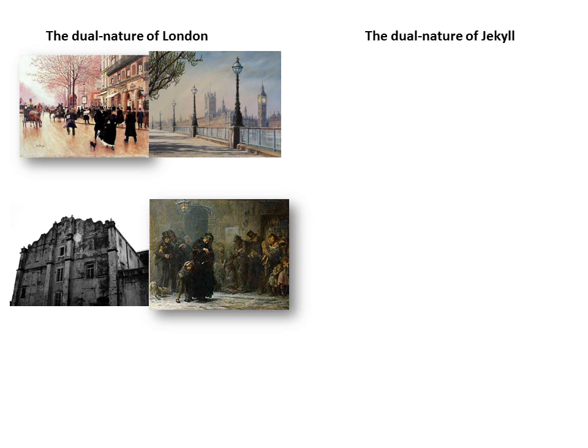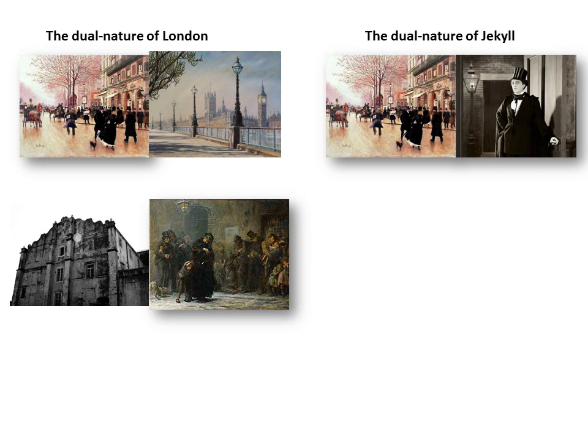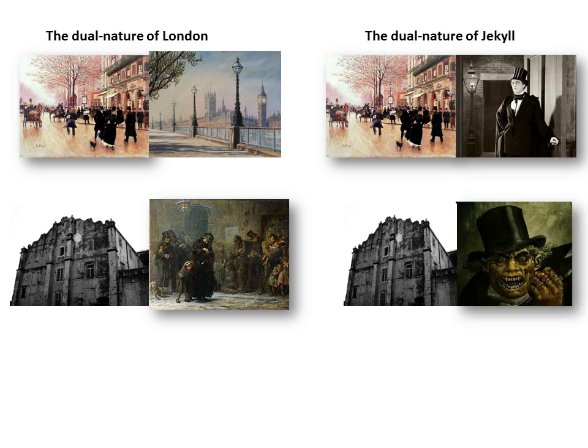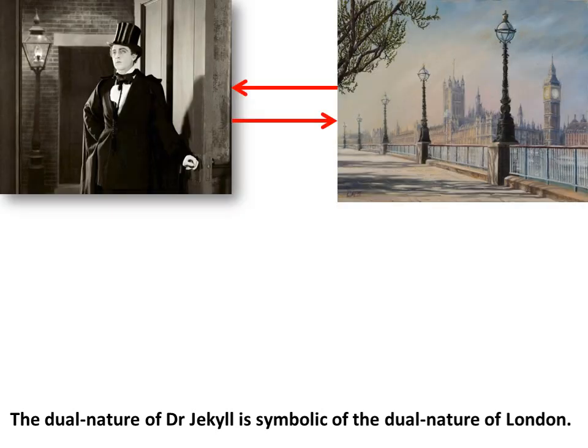Stevenson also introduces us to the dual nature of Jekyll. The pleasant-looking street is symbolic of Jekyll's appearance as a respectable gentleman. And the neglected, sinister building is symbolic of Hyde's villainous nature. Both London and Jekyll have a dual nature, as introduced in this extract. This introduces us to a useful way of thinking about Stevenson's novel. The dual nature of Dr. Jekyll is symbolic of the dual nature of London.